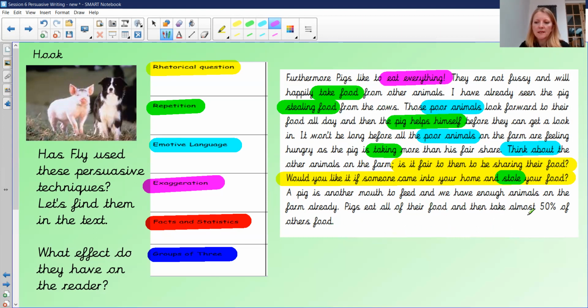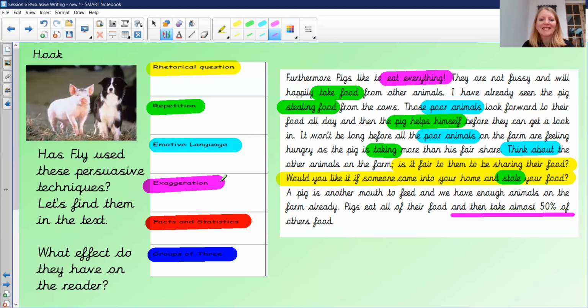This last statement here kind of covers two things. Pigs eat all their food and then take almost 50% of others' food. This again is an exaggeration, but it comes into one of the other features as well. So I might just underline that bit there, because does she actually know that he does that? Takes almost 50% of others' food. It's a slight exaggeration again, but it does come into one of the other ones. You might be able to pick out other ideas from here. I'm just giving you some of them.